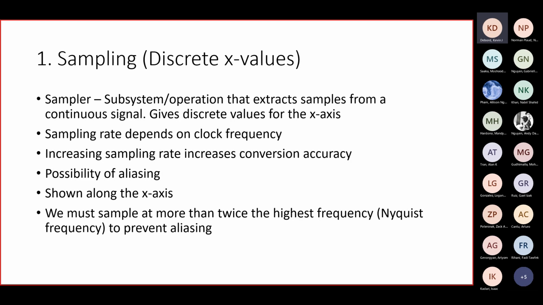So yeah, it depends on the clock frequency. Increasing the sampling rate increases conversion accuracy because you have more little time points to use. And then there's a possibility of aliasing, again shown along the x-axis.